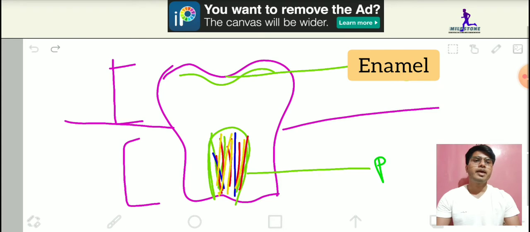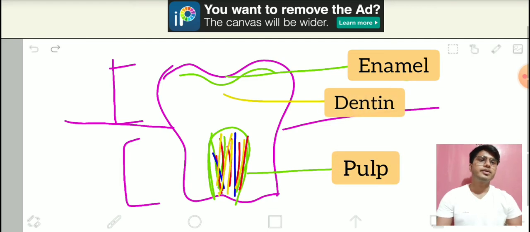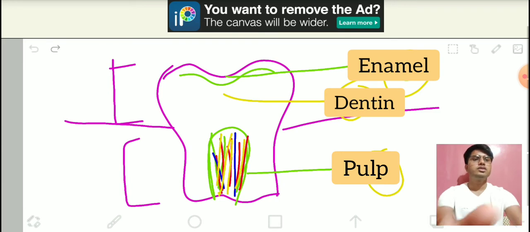And in between the enamel and the pulp we have something called dentin. So for now, just remember the enamel, dentin, and pulp. We also have many other structures like the periodontal membrane, periodontal ligament, then cementum. But for now, just know about the enamel, dentin, and the pulp.